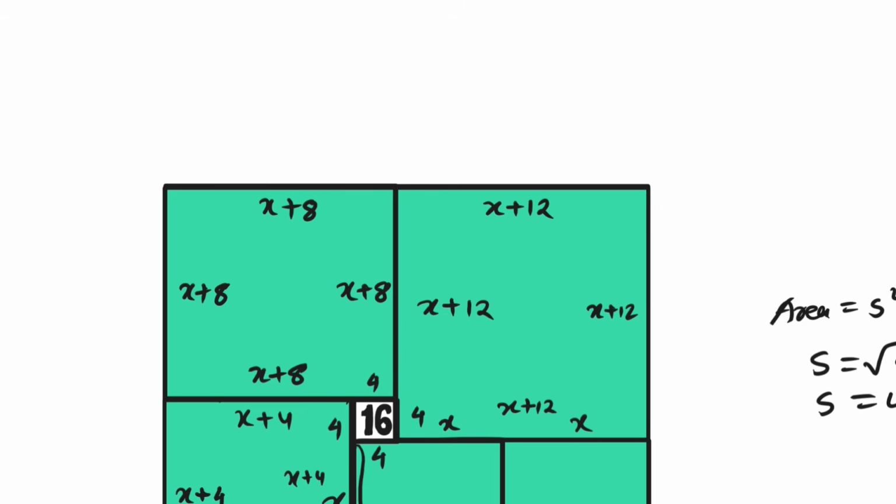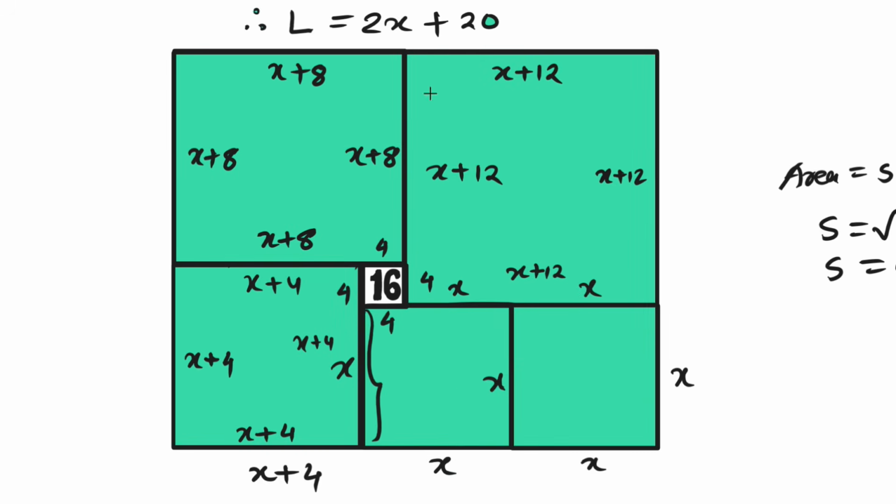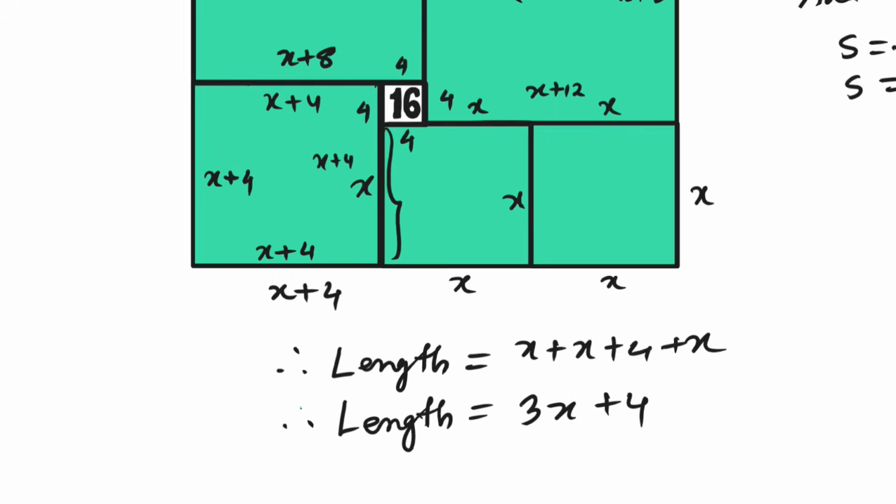So the total length is x plus 8 plus x plus 12. Combine the x terms to get 2x, and combine 8 and 12 to get 20. Therefore, this same horizontal length is 2x plus 20. Since both expressions describe the same side of the large rectangle, we can set them equal.